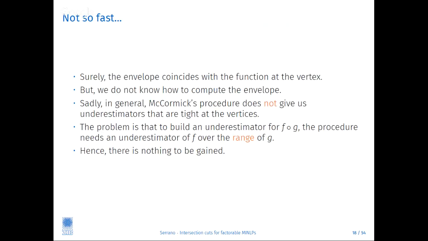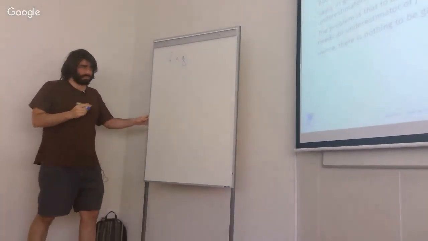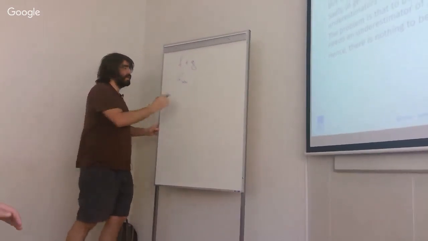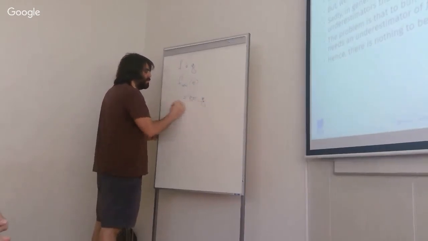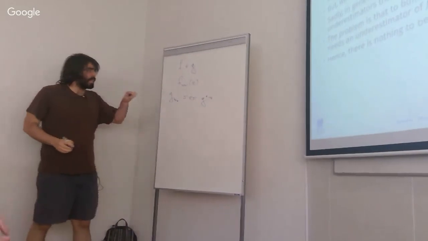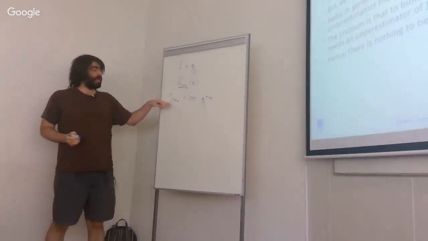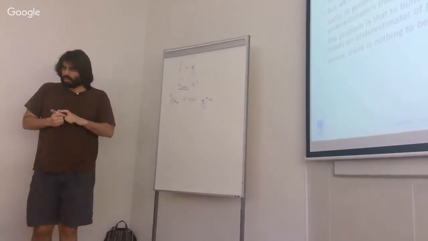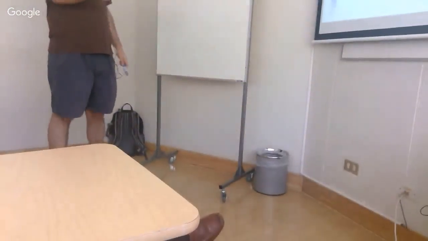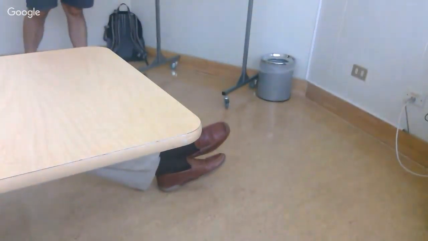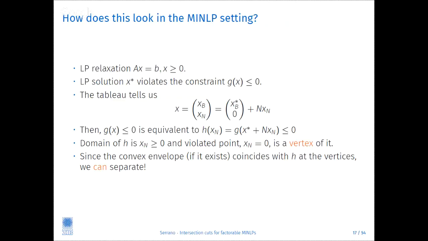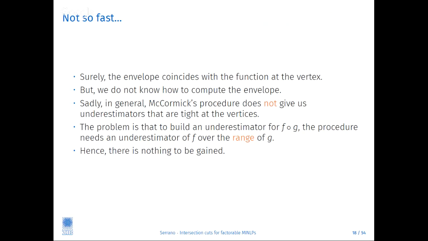But sadly, it doesn't. So when one has F composed with G, McCormick builds the convex underestimator for the composition, so it takes a convex underestimator of F and solves this problem here. So this is convex and this is concave. The convex underestimator of F has to be over the range of G. The change of variable that we're doing here is just a linear change of variable. The range of this expression is usually going to be the same as the range of the variables that we had originally. So there's nothing really to be gained from doing this. But still, the idea that we can always separate is interesting.